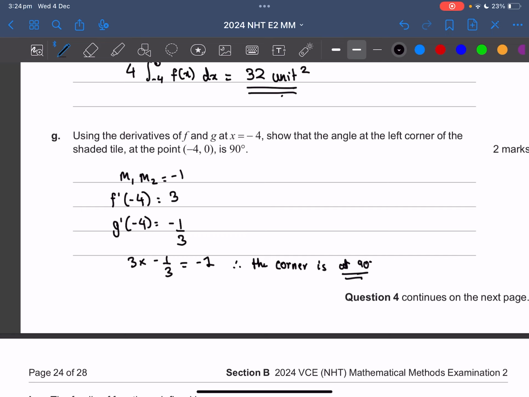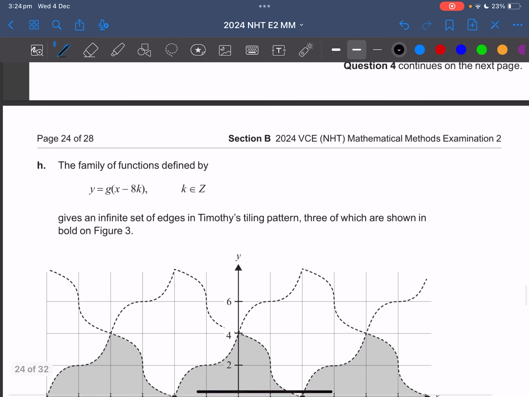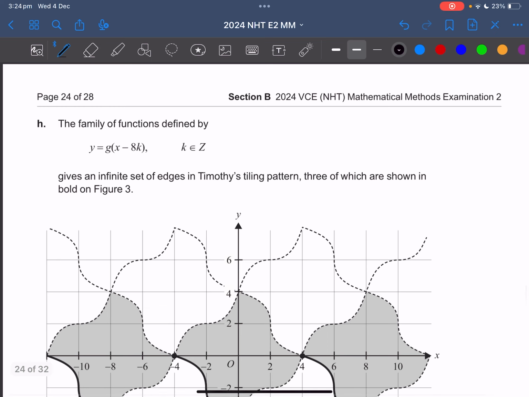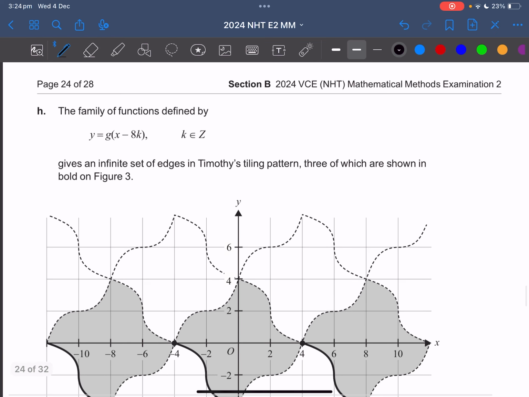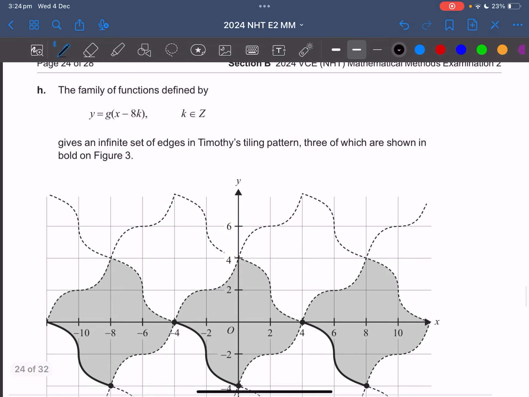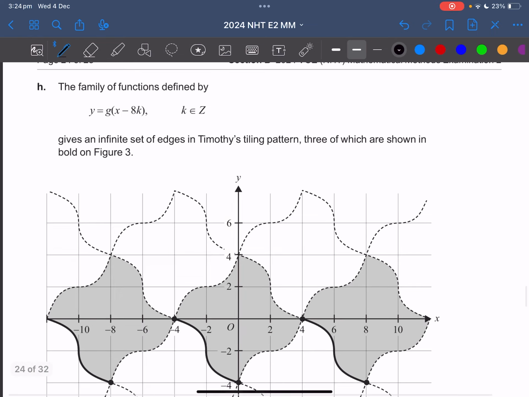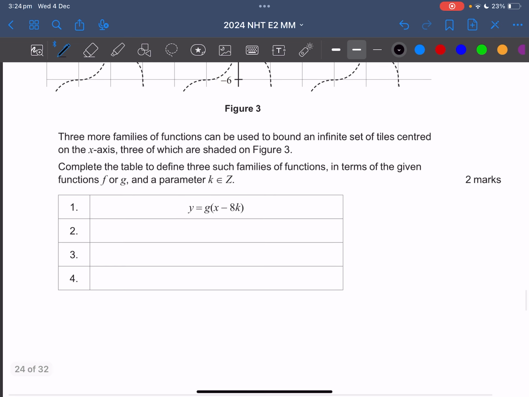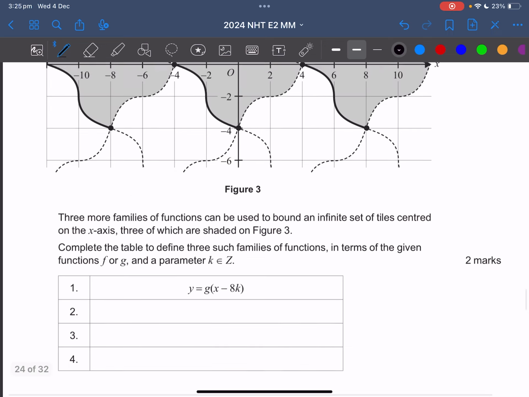Done. Okay? So, the family of functions defined by y equals g of x minus 8k gives an infinite set of edges in Timothy's tiling pattern, 3 of which are shown below in bold on figure 3. Okay? The same family of functions can be used to bound an infinite set of tiles centered on the x-axis, 3 of which are shaded in on figure 3. Okay?